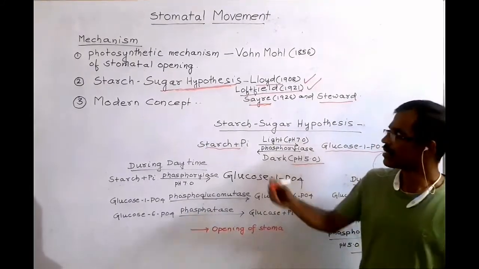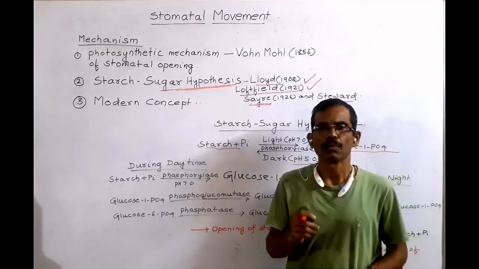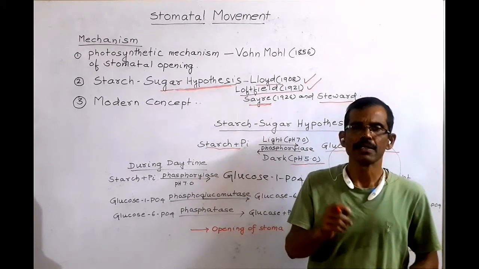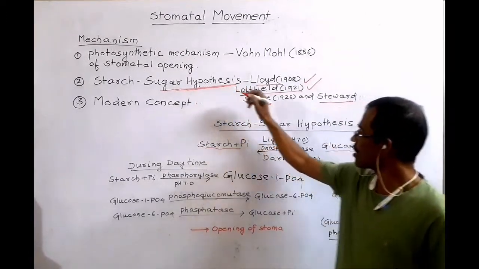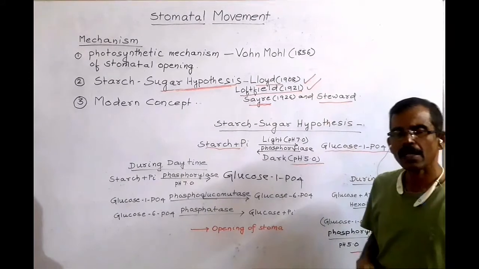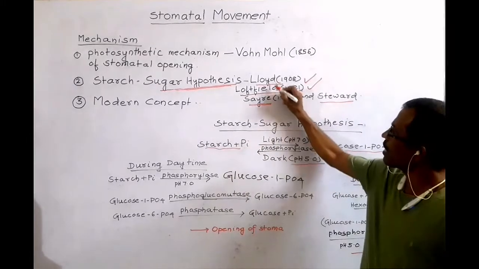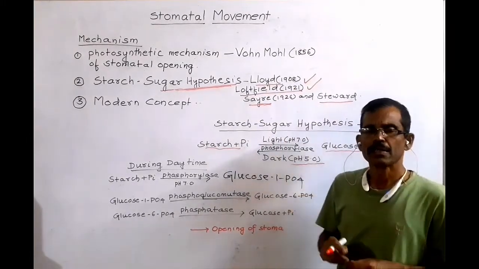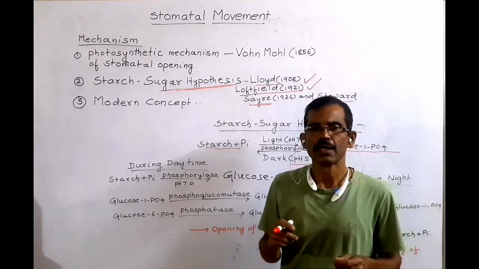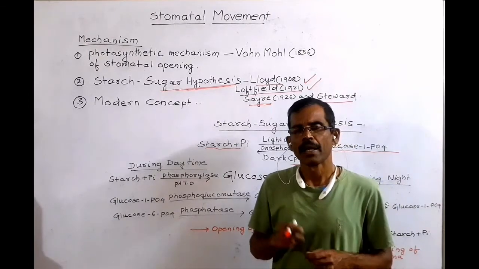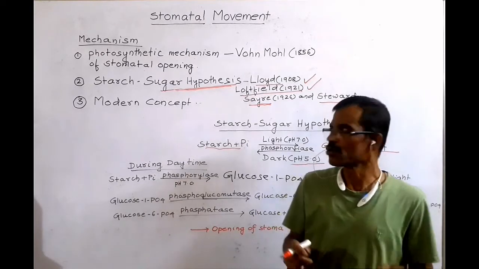Second hypothesis is the starch sugar hypothesis. According to this hypothesis, the stomatal movement is regulated by the interconversion between starch and sugar. This hypothesis was proposed by Lloyd and Loftfield and was modified by Sayre and Stewart. Lloyd and Loftfield observed that the starch content of guard cells decreases during daytime when the stoma remain open, and it increases during the night time when the stoma remain closed.